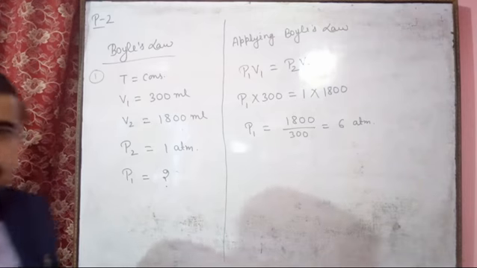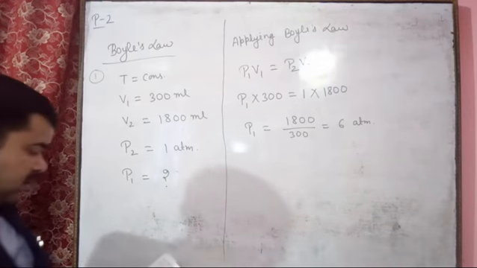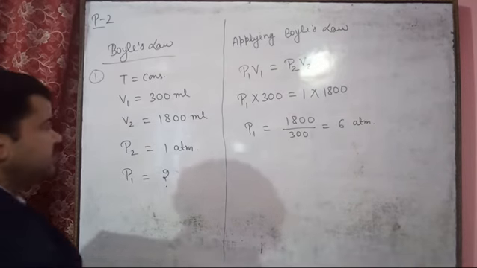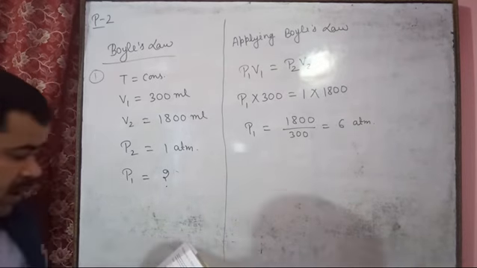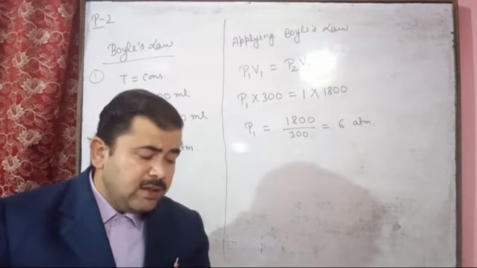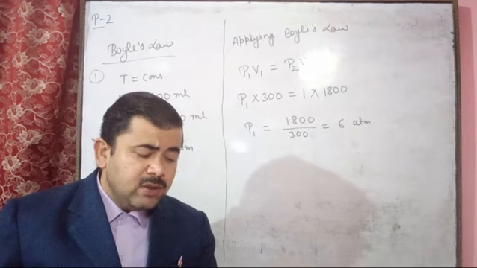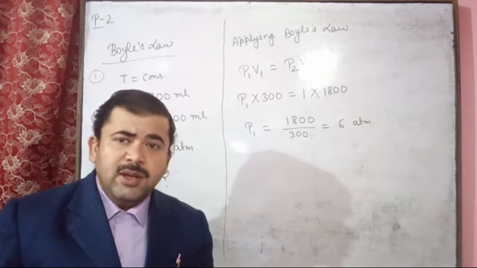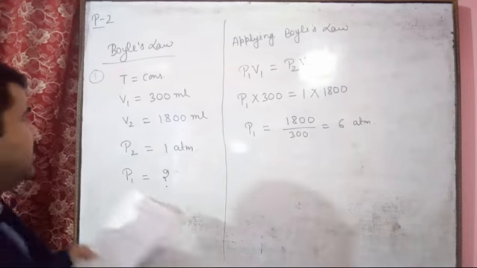So this is the first example question, and in the same manner you can do the other question. The second question given is, a certain mass of chlorine gas occupies 750 centimeter cube. So this is the V1. We will write the information here that is given.